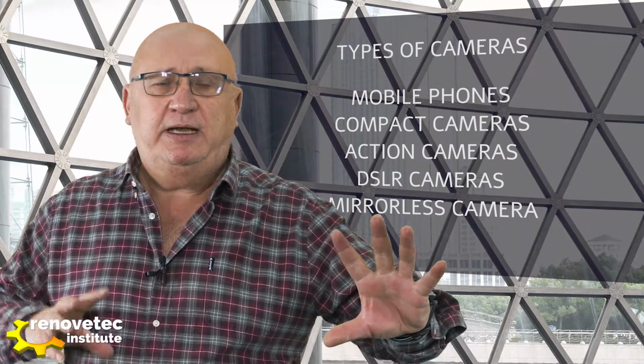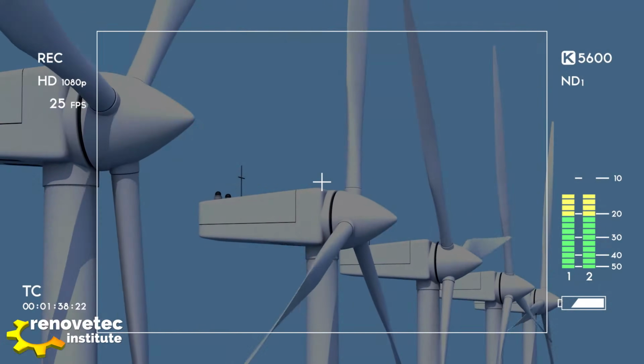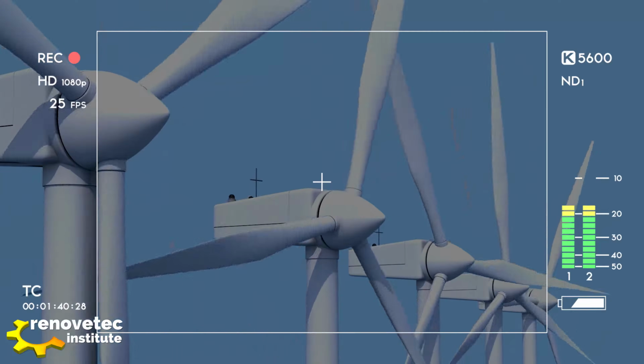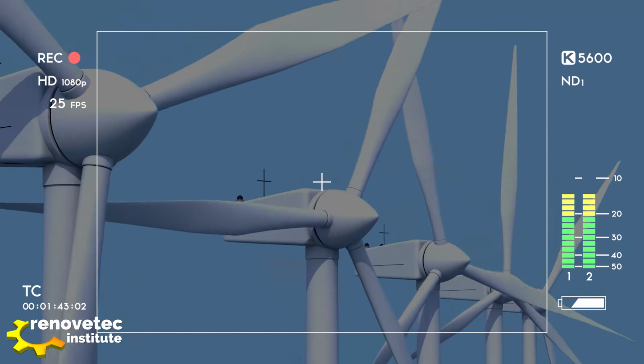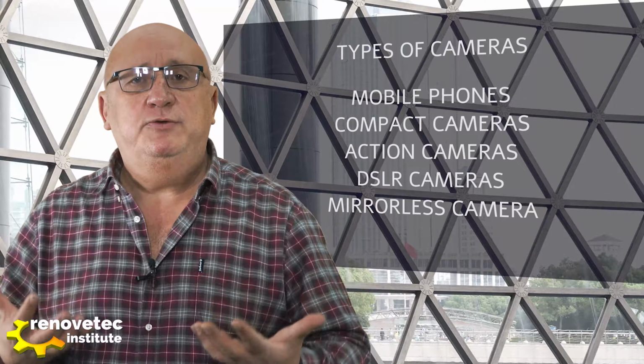Which is the best combination? The best combination is to use at the same time a mirrorless camera plus an action camera like a GoPro. Taking videos with the action camera and taking pictures with the mirrorless camera together, you can obtain all the images that we will use during our investigation process.